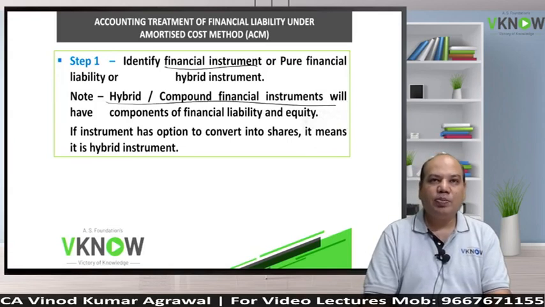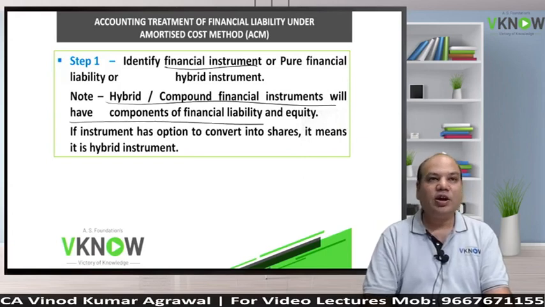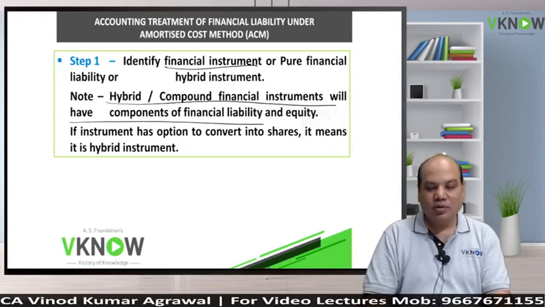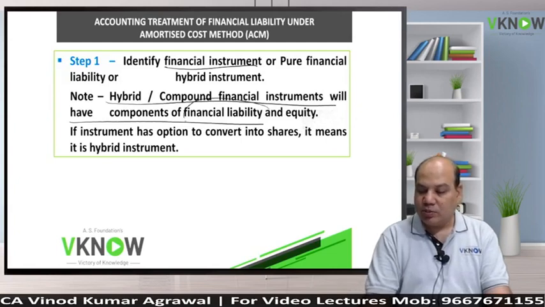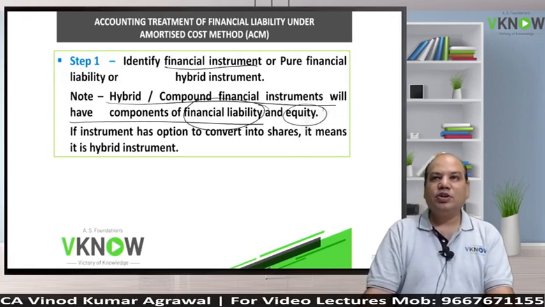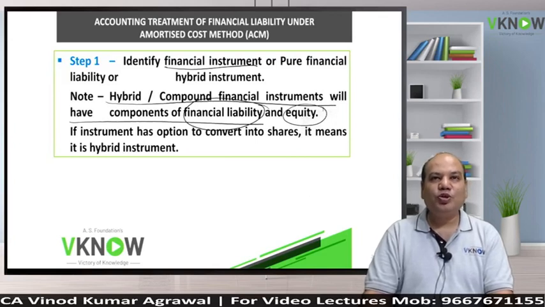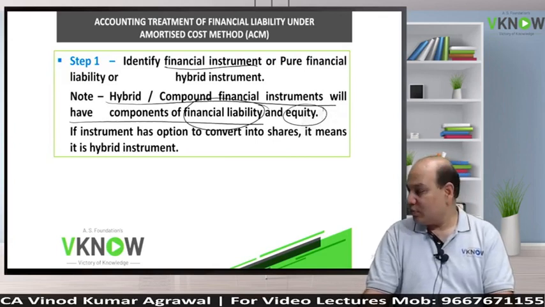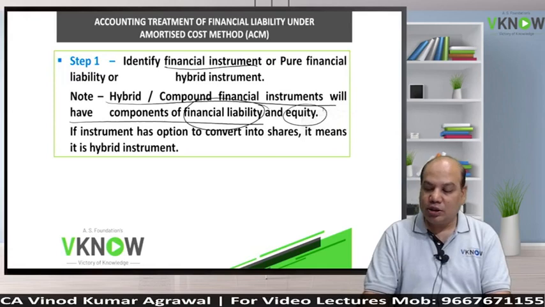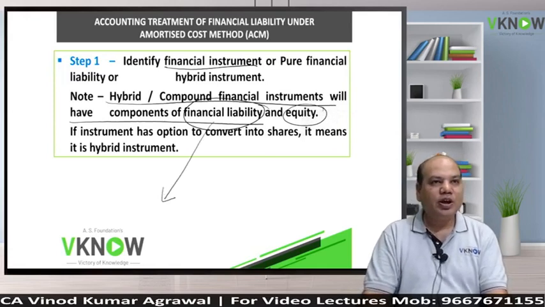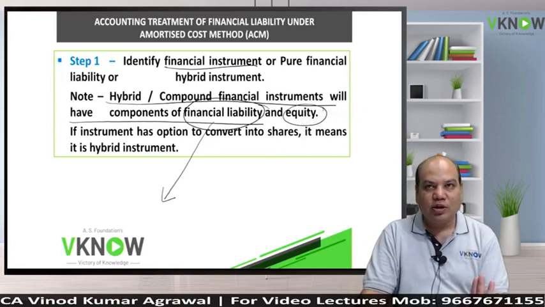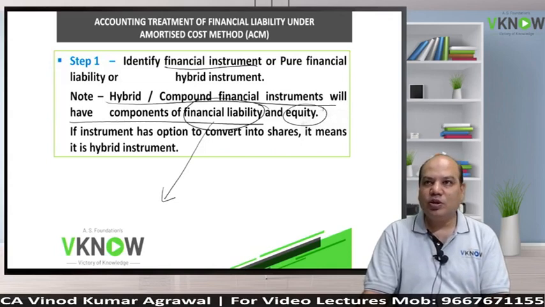Hybrid instruments are called compound financial instruments because they have some components which are financial liability and some components which are equity. Because the accounting treatment of financial liability is altogether different from equity, substance over form, you need to split a compound financial instrument into 2 parts, financial liability and equity. Then the financial liability part will be accounted as per Ind AS 32 which we have learned, usually amortized cost. Some instruments will be FVTPL.